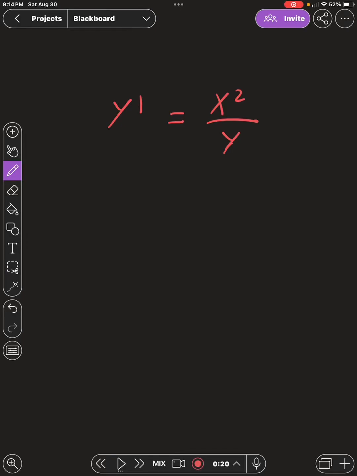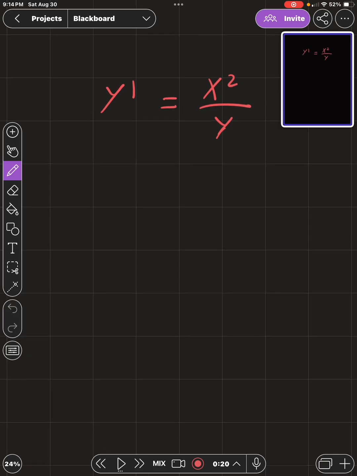All right, folks, let's solve our very first ordinary differential equation. A differential equation is really just an equation that involves one or more derivatives. So here we have the equation y prime equals x squared over y. So we have the derivative of y is equal to x squared over y, and we want to solve for y in terms of x. We want to get an explicit equation here.